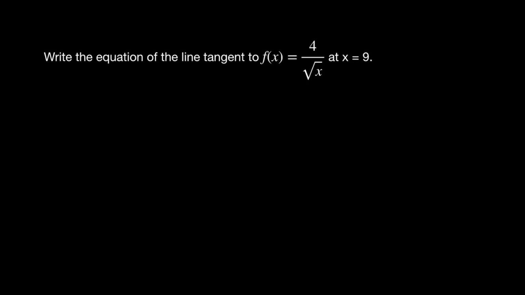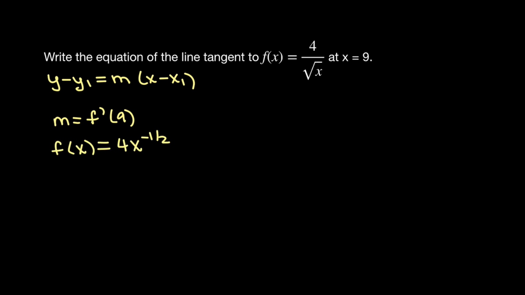Let's do a slightly different example. Write the equation of the line tangent to f of x equals 4 divided by square root of x at x equals 9. So if I want to write the equation of a line, I can use my point slope formula: y minus y1 equals m times x minus x1. The slope of my tangent line should be my derivative at x equals 9. We've actually done problems like this in previous videos. We just found our derivative using our limit definition. And now that we know these differentiation rules or shortcuts, we can solve this problem a lot faster.